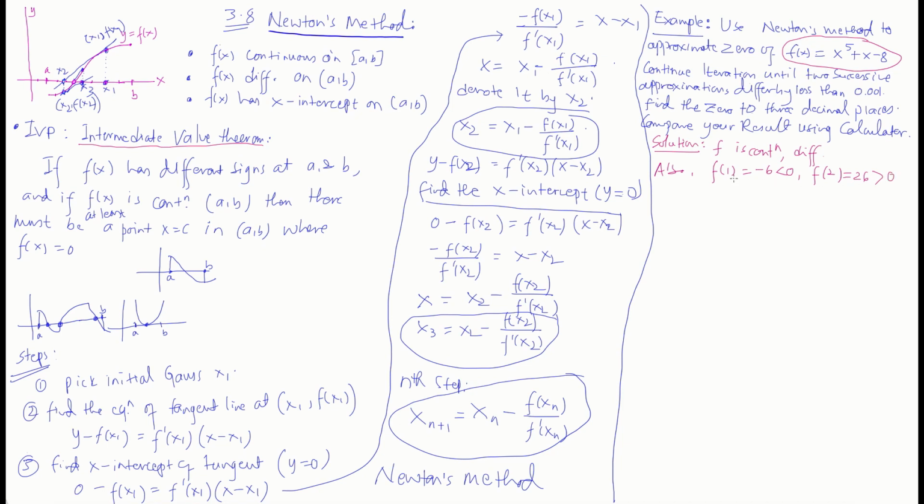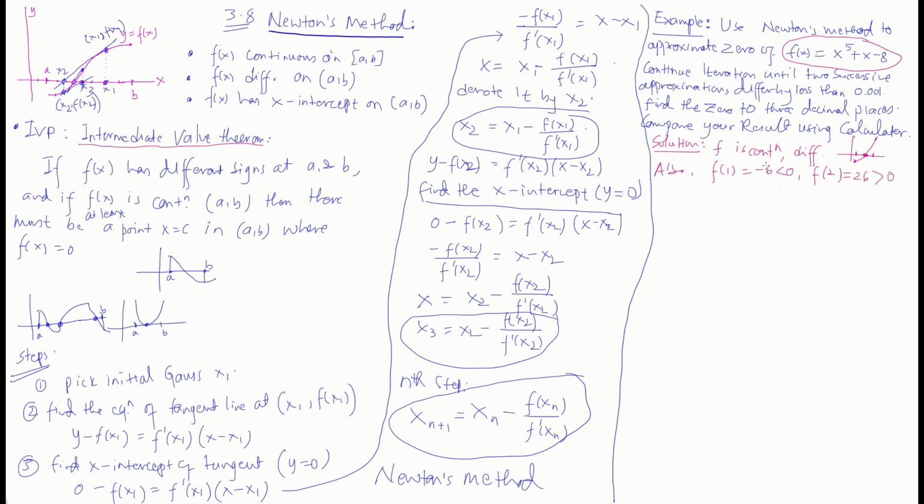See, at 1 it is negative, at 2 it is positive. So the graph will be like, at 1 it is negative 6, at 2 it is positive 26. It looks like this, right? So there must be a root. You want to find out that root. You guys understand that? Okay. Now, how do I do that?